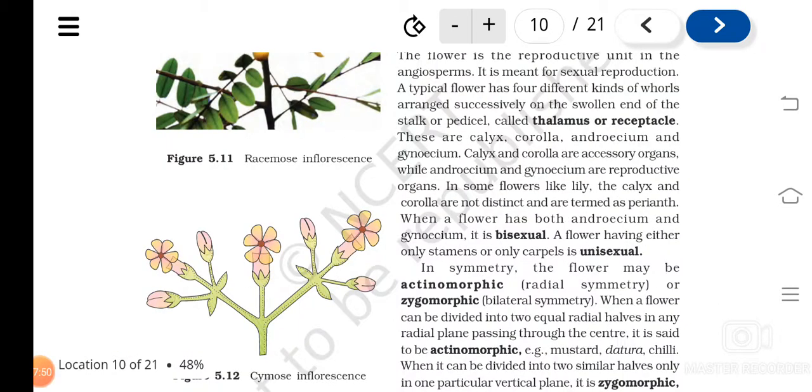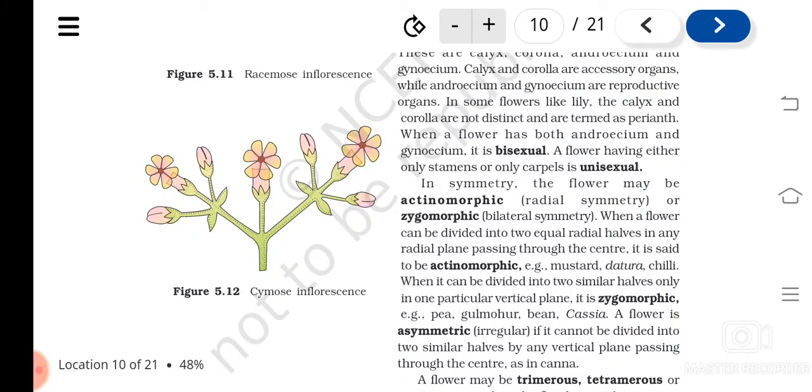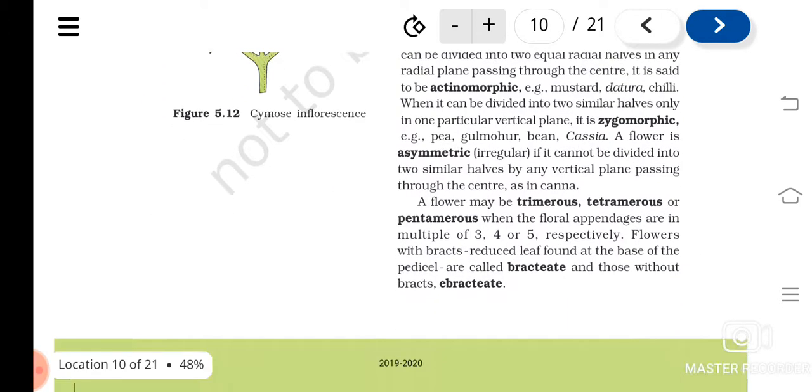The flower can be bisexual or unisexual. Bisexual means both androecium and gynoecium are there, and unisexual means only one is there. Then the flower can be actinomorphic or zygomorphic. If the flower can be divided into two equal halves through any plane, then it is known as actinomorphic. If the flower can be divided into two equal halves only through one plane, then it is zygomorphic. And if the flower cannot be divided into two equal halves, then it is known as asymmetric.